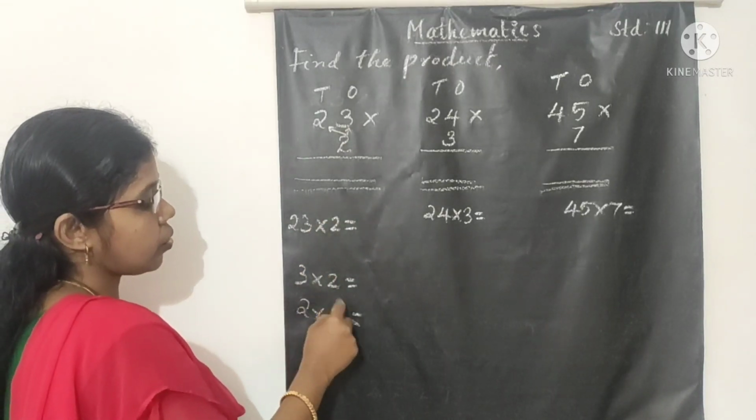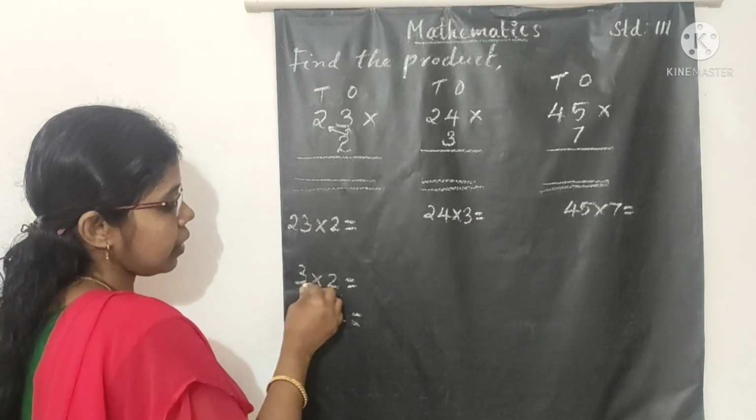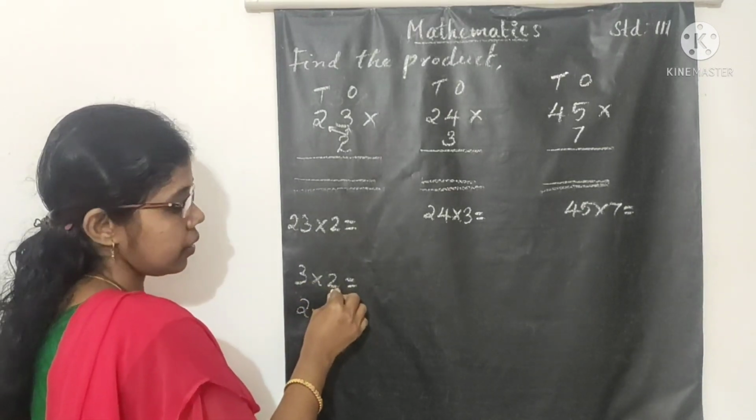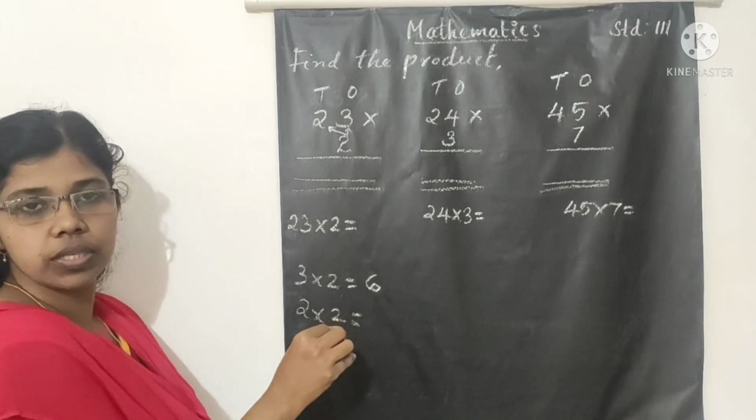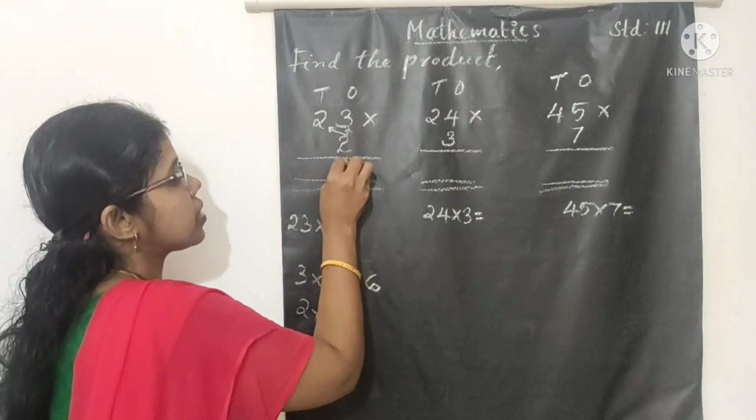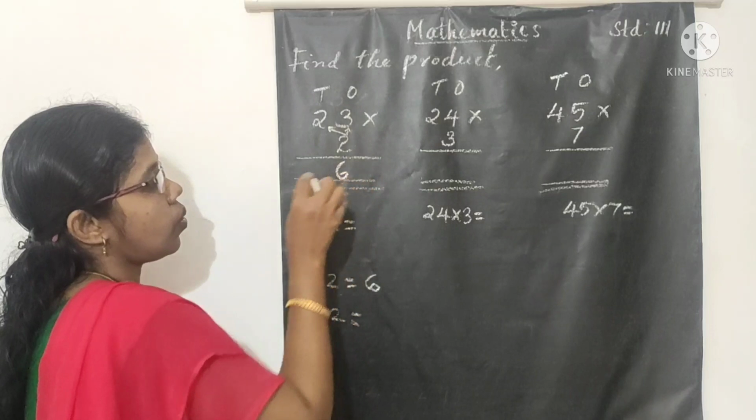What is 3 into 2? It is 3 times 2. Answer 3 times 2 using the multiplication table. 6. 3 times 2 is equal to 6. Then write 6 ones in the ones column.